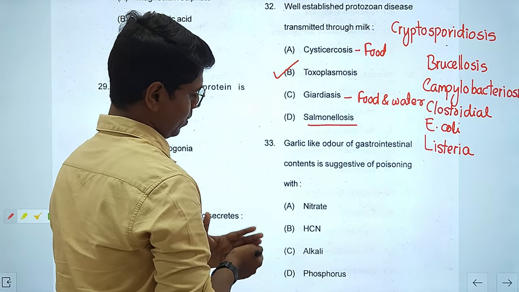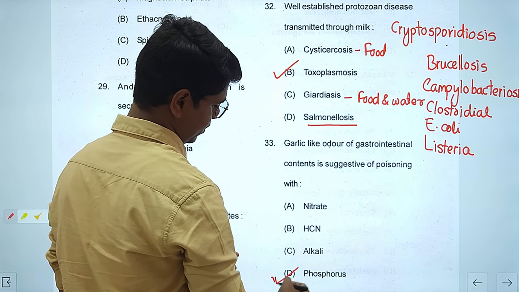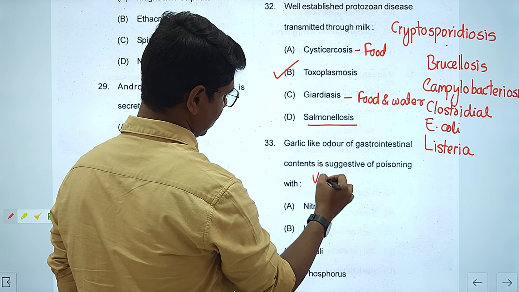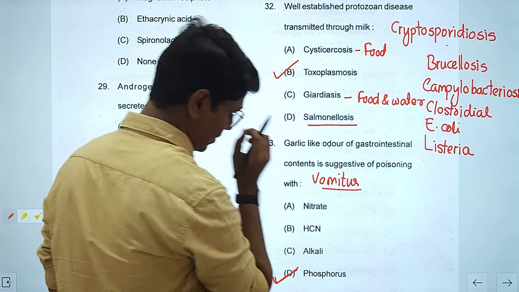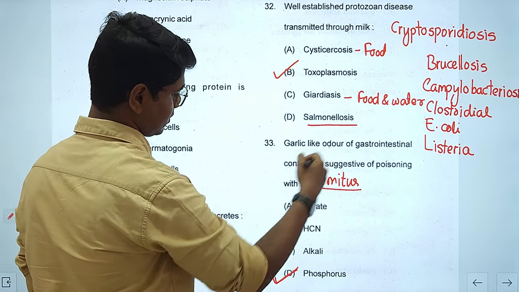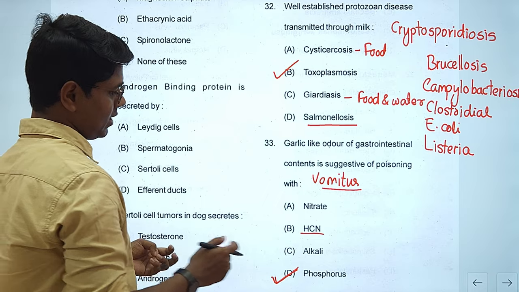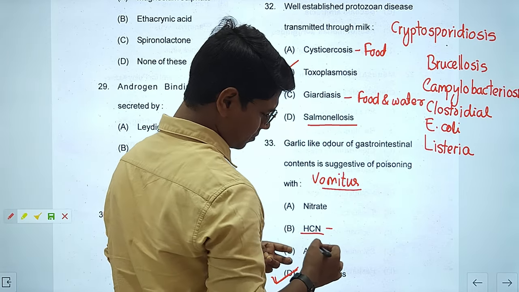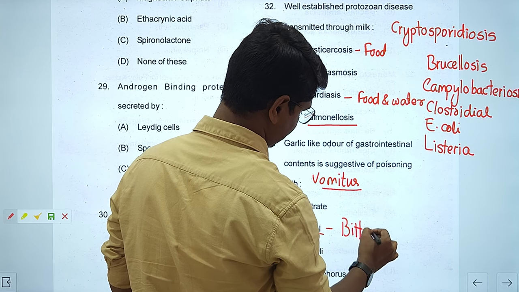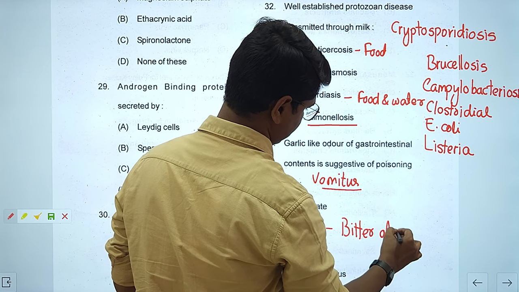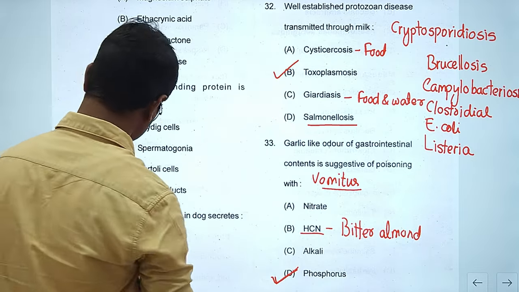Garlic-like odor of gastrointestinal content is suggestive of phosphorus poisoning. This is found in vomitus; the vomit will smell like garlic. In case of cyanide poisoning, hydrogen cyanide, you will find a bitter almond smell of the breath. The alkali disease is basically selenium poisoning.